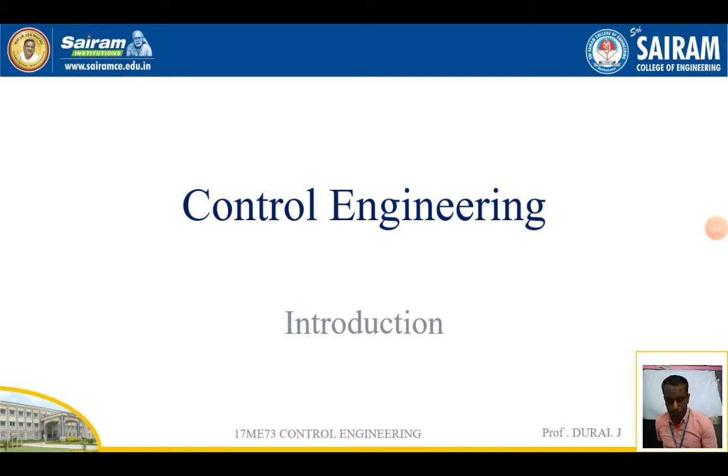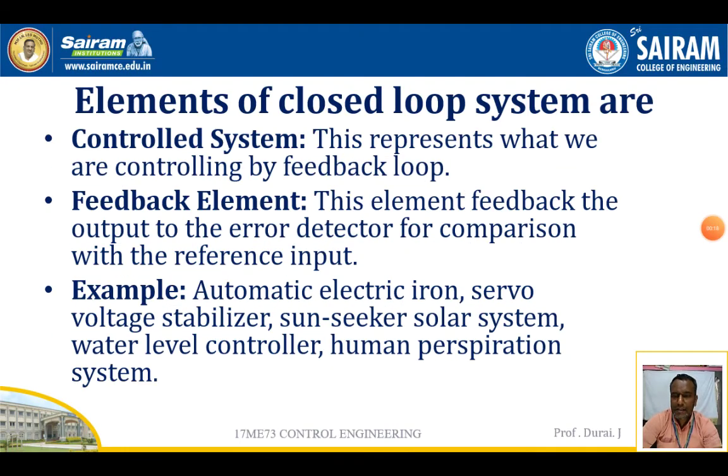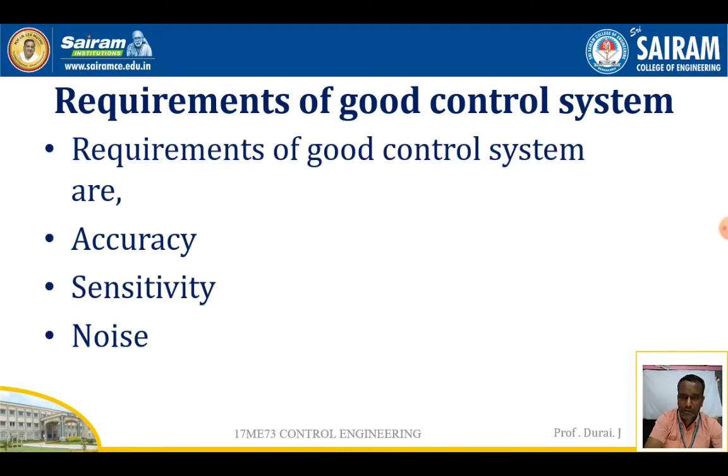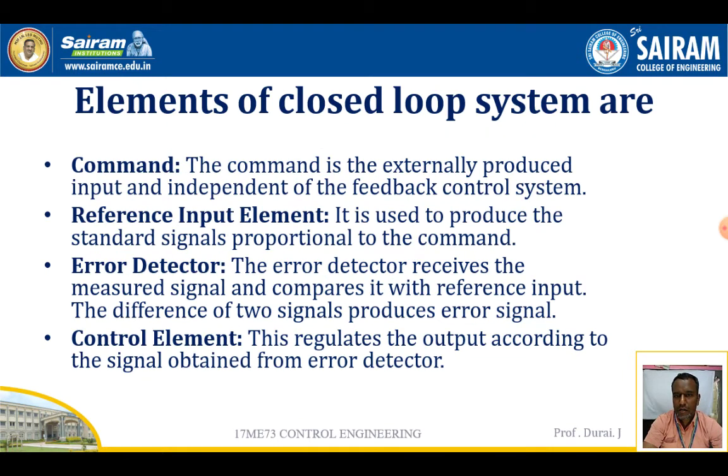In this video, we are going to discuss elements of closed loop systems. The elements of the closed loop system are the command, reference input element, error detector, control element, controlled system, and feedback element. These are all the elements. Then we are going to see the requirements of a good control system, and those are the things we are going to discuss in this video. First we are going to discuss the elements of the closed loop system.